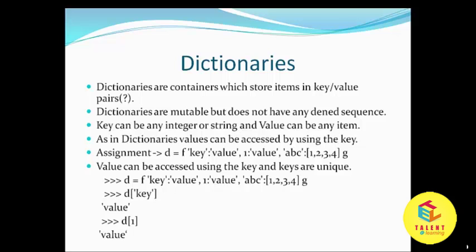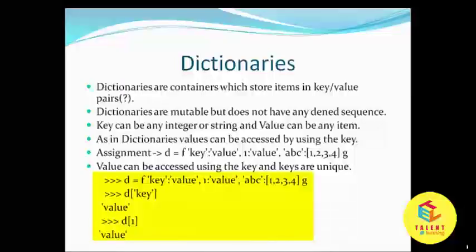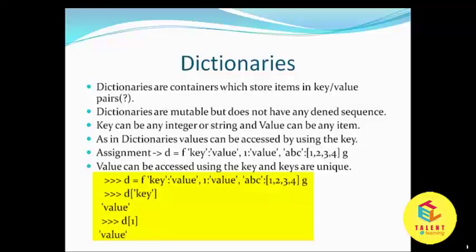Assignment: D is equal to {'key': 'value', 1: 'value', 'ABC': 1234}. A value can be accessed using the key, and keys are unique. Then we print D['key'], so the output is value, and in the same way we write D[1], then our output is as usual the value.